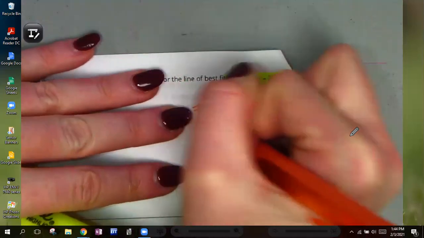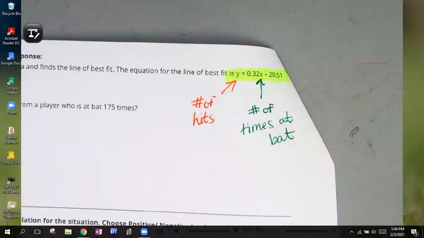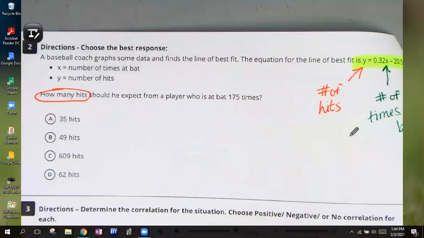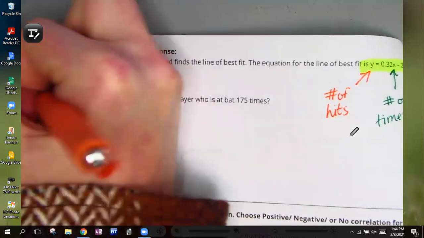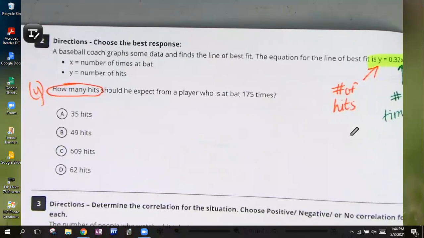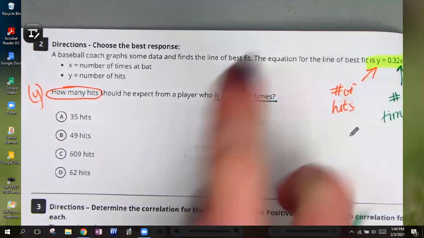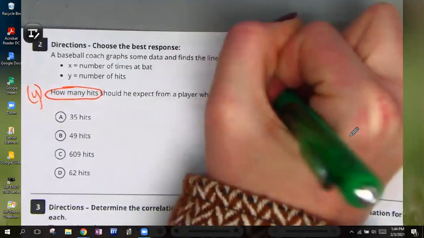Okay, so we know that when people are playing baseball, they don't always hit the ball every time they go up to bat. So those two values are going to be a little bit different. So the question says, how many hits? So what variable are we talking about when we're talking about hits? We're talking about the Y. Okay, so we're trying to solve for Y because it wants to know how many hits should he expect from a player who is at bat 175 times. What variable are we talking about when we're talking about being at bat? X. So X equals 175.